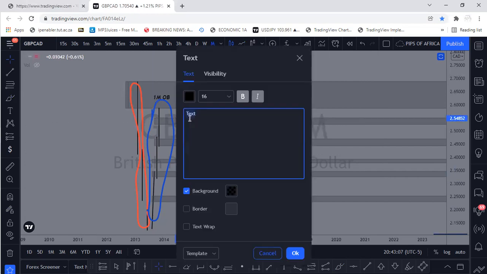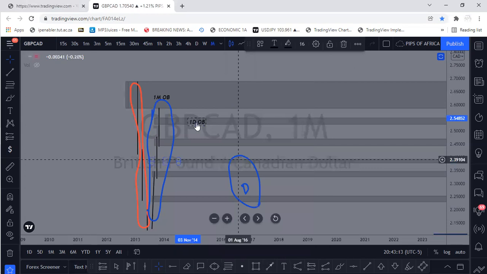1 day order block, 1 day OP, 1 day order block, 1 day order block.